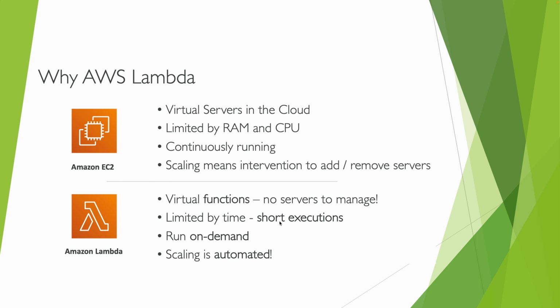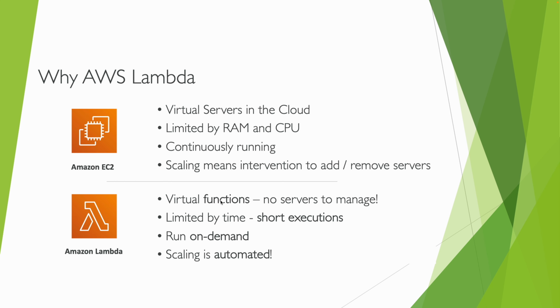When we have short executions, say we have REST APIs and short execution code that needs to be run, we put them in AWS Lambda. If you have long running work which takes hours, then you need to go to AWS EC2. So when you have a short time or short execution code, you should prefer Lambda. And this runs on demand.